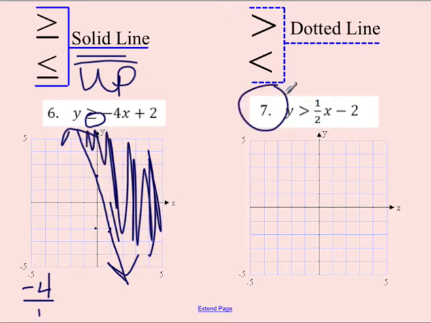I want you guys to try number 7 on your own. Notice it's going to be a dotted line because there's no line underneath. And since it's facing towards the y, you're going to shade up.